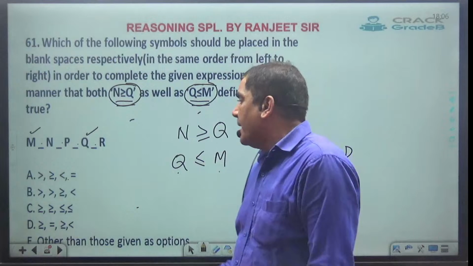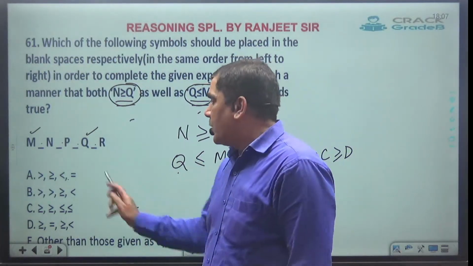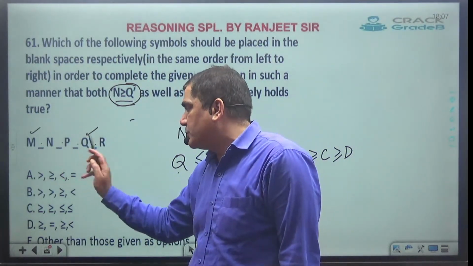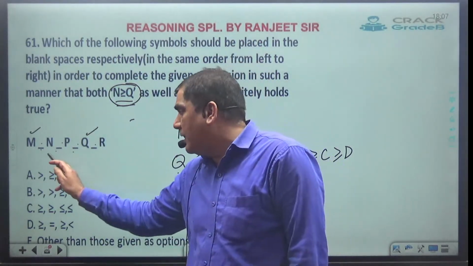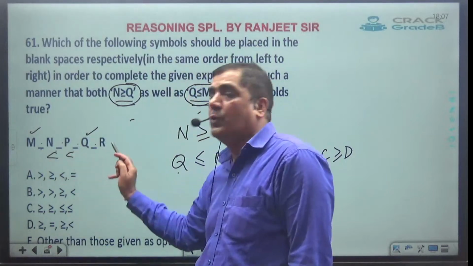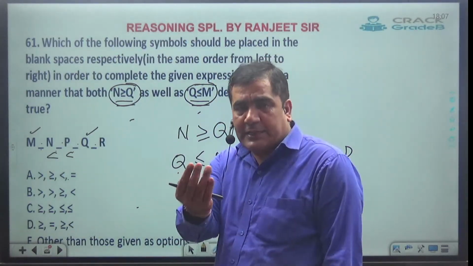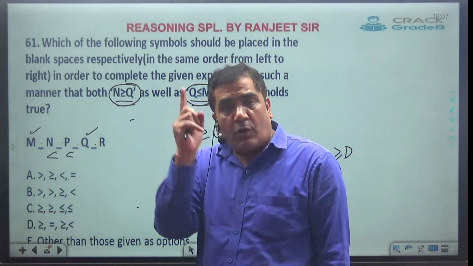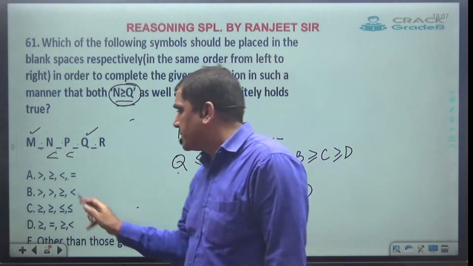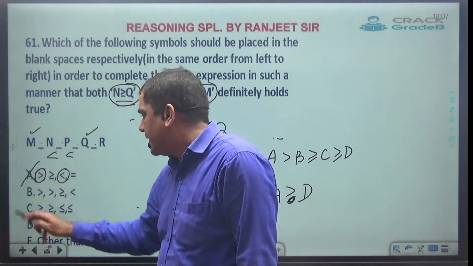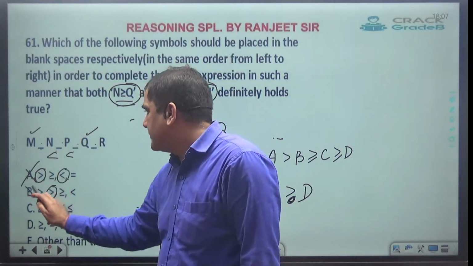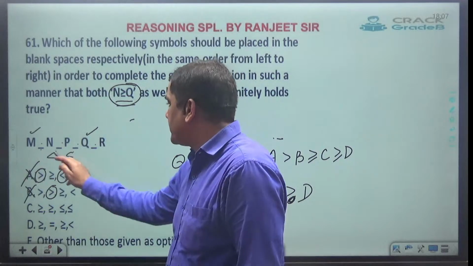Since q and m will have three blanks between them, the first, second, and third must all have equal to, and all the faces must be towards q. The faces must be towards q and all of them must have equal to. Just see the options. Here equal to is missing, so the first cannot be the answer. Here equal to is missing, so this can't be the answer. Faces towards m.